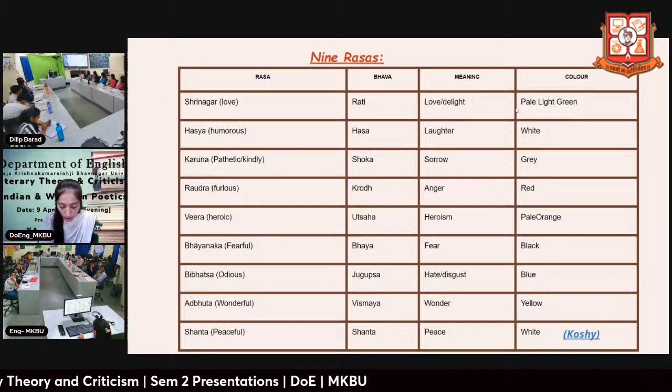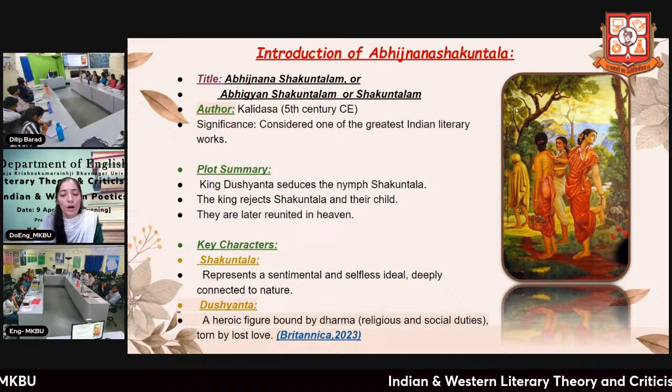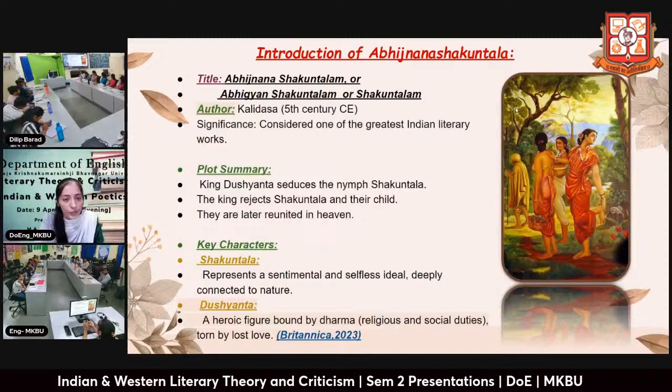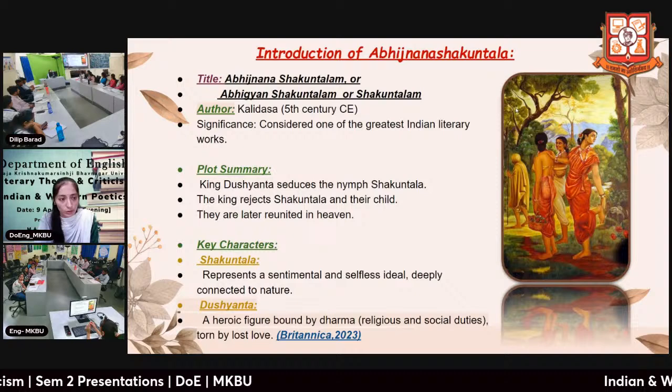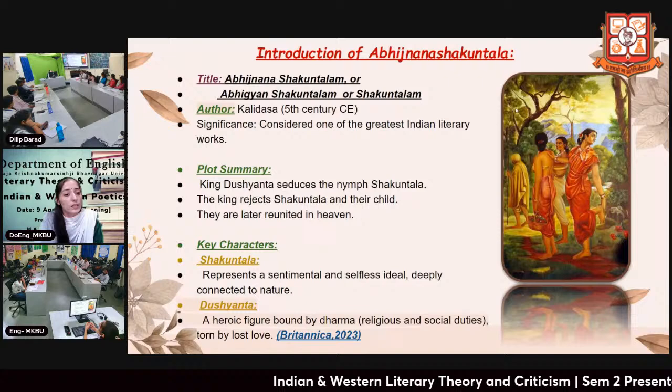Now let's see about Abhijnana Shakuntalam. It is also written in these three forms: Abhijnana Shakuntalam, Abhijnanashakuntalam, or only Shakuntalam. The author is Kalidasa, who belongs to the 5th century common era. Its significance is that it is considered one of the greatest Indian literary works.